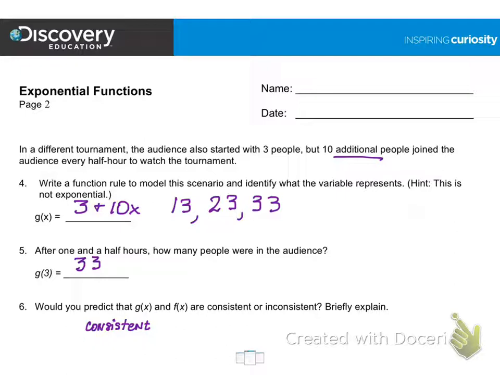Okay, so they're both going to be consistent. They're both growing at the same rate. It just looks different, right? One just happens to grow by 10 every time, and one happens to double every time.